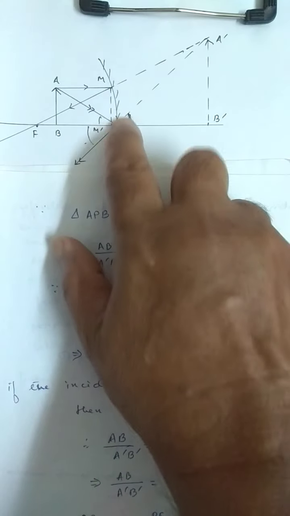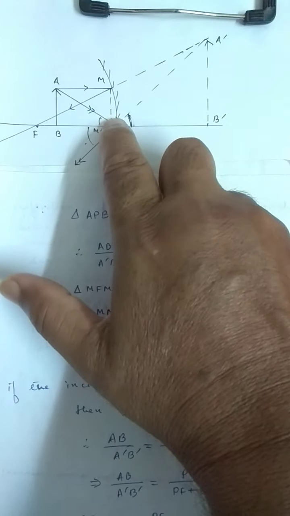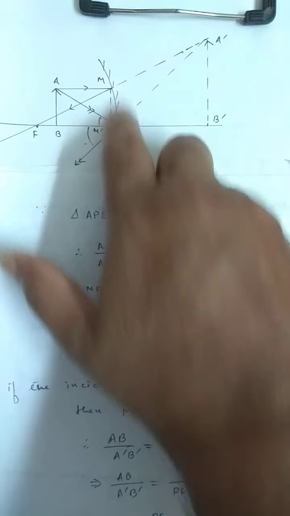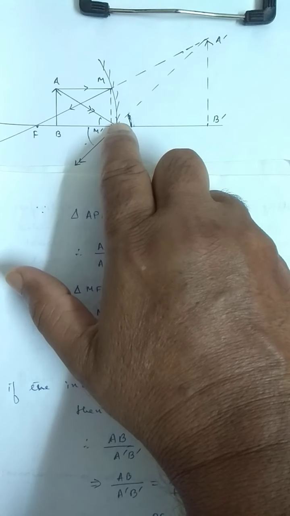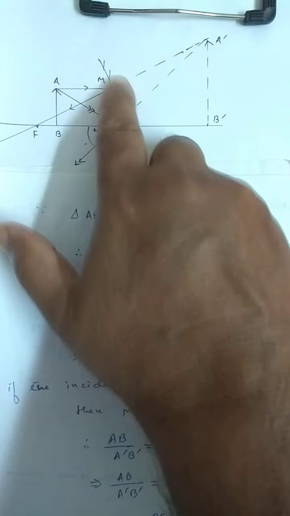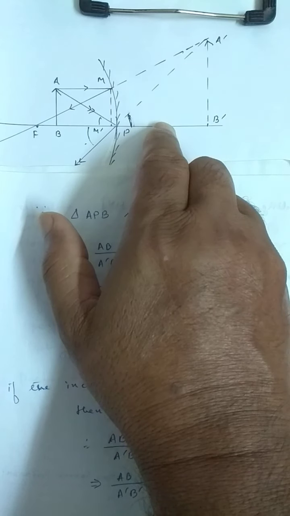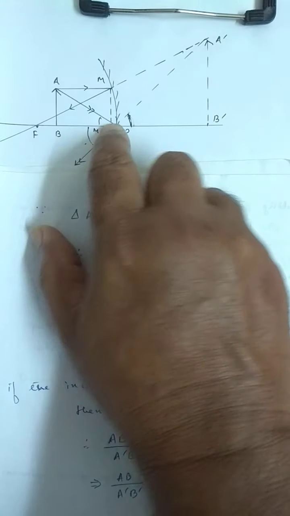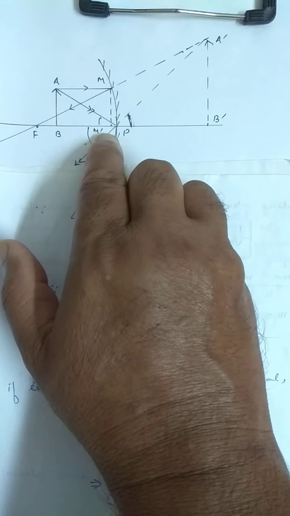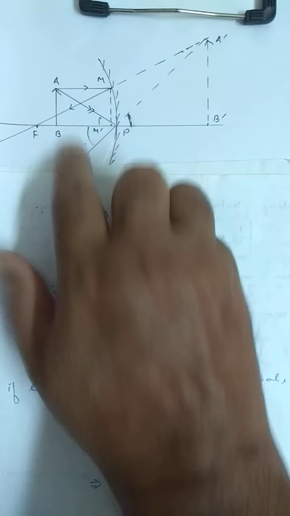Okay, second, MFM dash. What is MM dash? I draw a line MM dash perpendicular to the principal axis. These MM dash and AB have equal height.